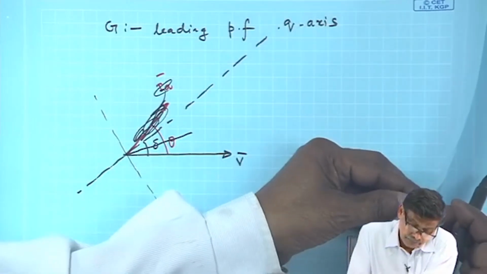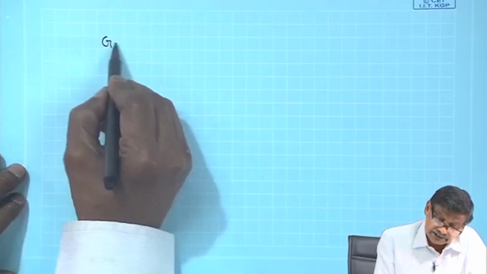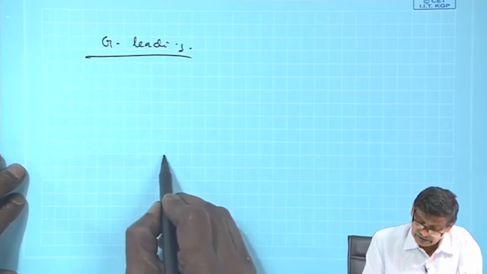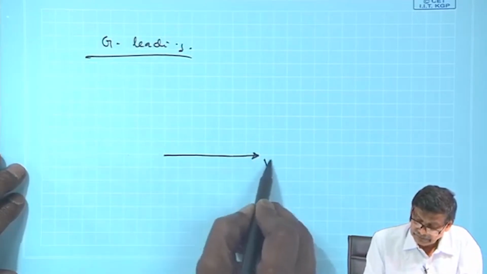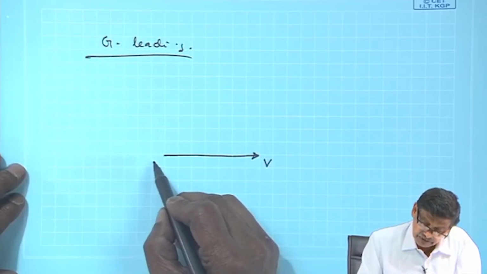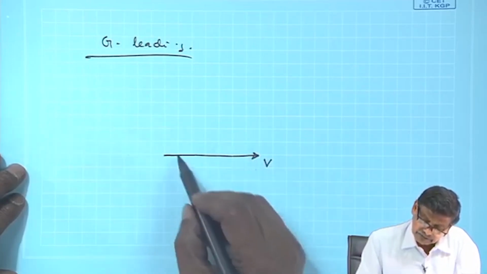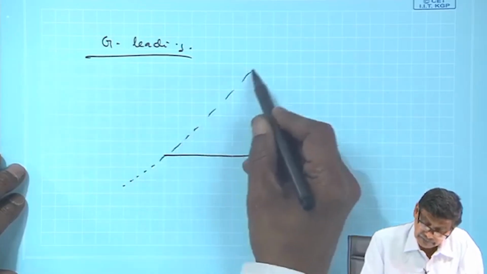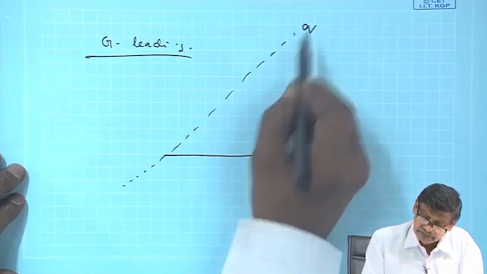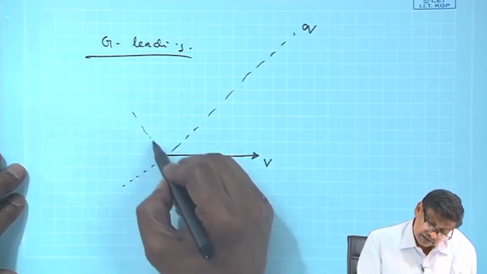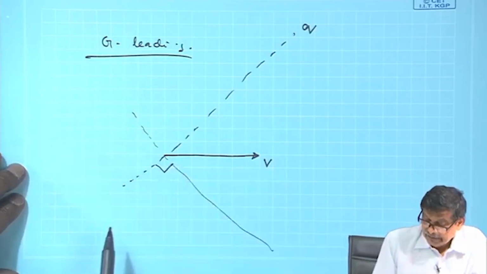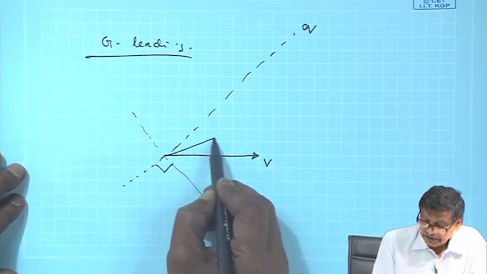So, leading, generator leading. So, a typical thing will be, this is V, your E f will be above it. Suppose this will be E f, q axis, this will be your d axis, and this is 90 degrees, and then this is suppose your I a.